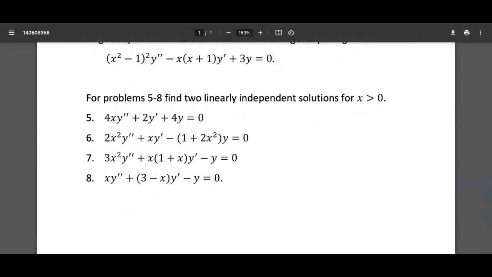Find two linearly independent solutions. So 7, 3x squared. Well, so Junyi, can you do 5 and 6 or 8? So you can do 5, 6, and 8, not 7? Or what's your question?